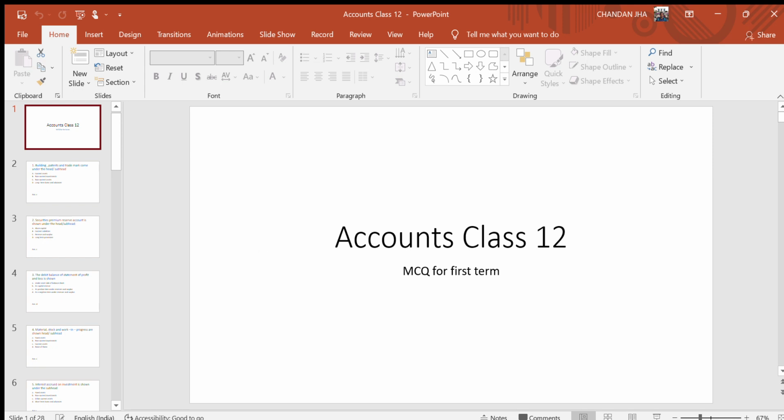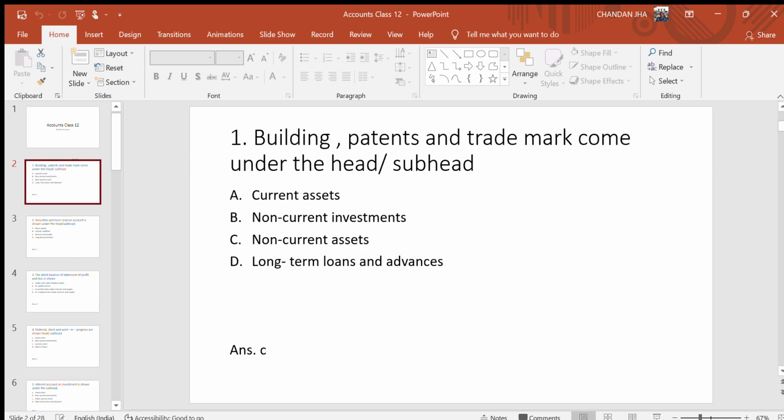Accounts class 12th MCQ for the first term. Question 1. Building, patents and trademark come under the head subhead. Option A. Current asset. Option B. Non-current investments. Option C. Non-current assets. Option D. Long-term loans and advances. Answer C. Non-current assets.